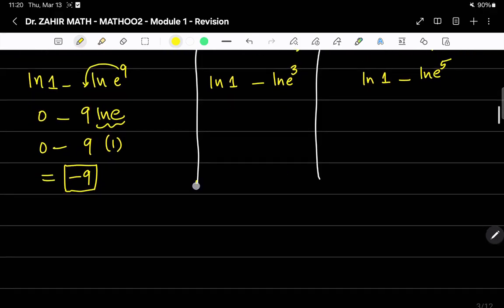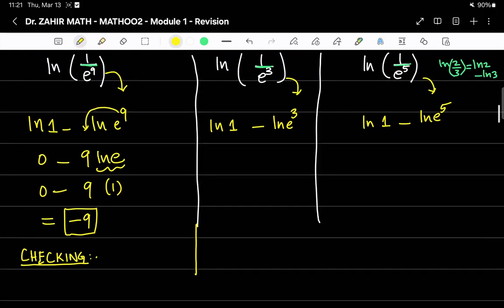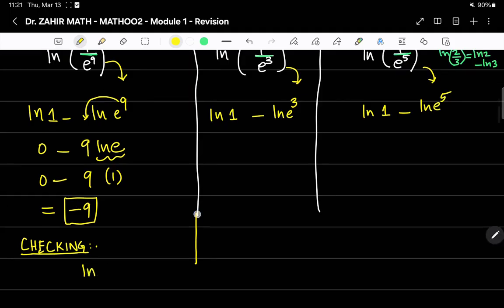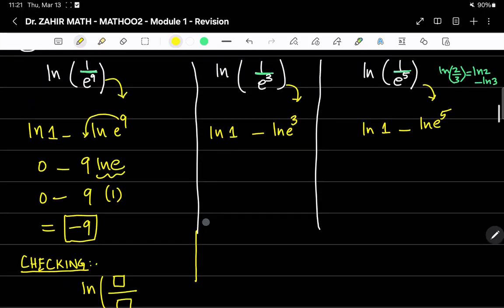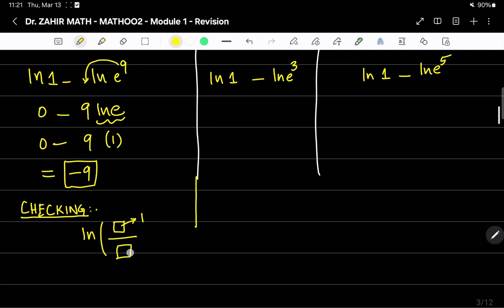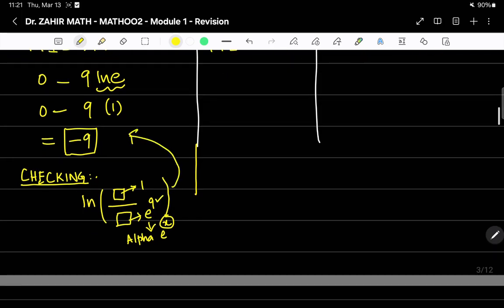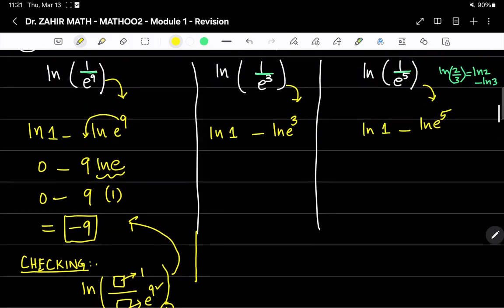How to check this answer in the calculator? Again, I'm telling you, use the calculator only for checking, not directly. In the calculator there is a button ln. After that you press the fraction mode. You put the numerator, which is 1, and here you put e power 9. Where is e? Press alpha, and then go down to the last row, where there is e power x. In the place of x you put 9, and directly you will get the answer minus 9. You can check your answers using the calculator.